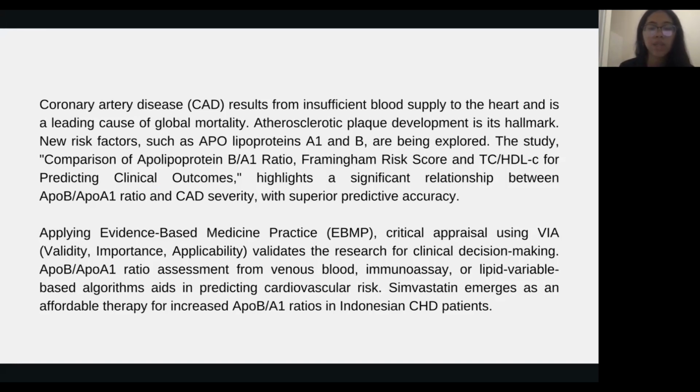Applying evidence-based medicine practice, critical appraisal using VIA, which is validity, importance, and applicability, validates the research for clinical decision-making. ApoB over ApoA1 ratio assessment from venous blood, immunoassay, or lipid variable-based algorithm aids in predicting cardiovascular risk. Simvastatin emerged as an affordable therapy for increased ApoB over ApoA1 ratios in Indonesian coronary heart disease patients.